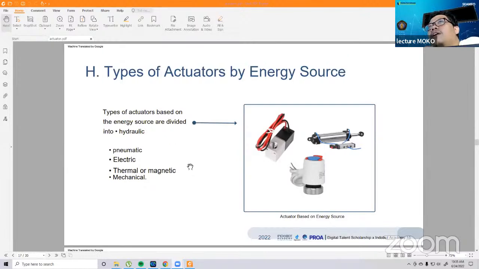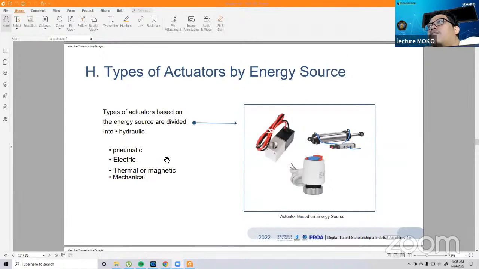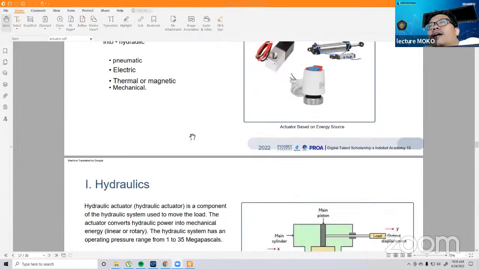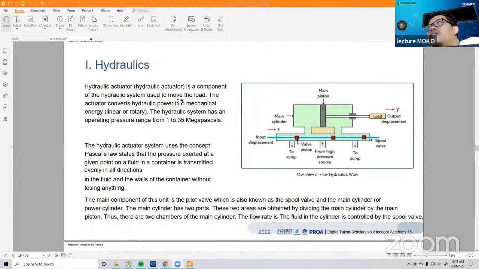So we have three models of power to drive our actuator. One is driven by pneumatic, another is driven by electric, and the other is driven by liquid. For example, hydraulics. Hydraulics means driven by liquid.